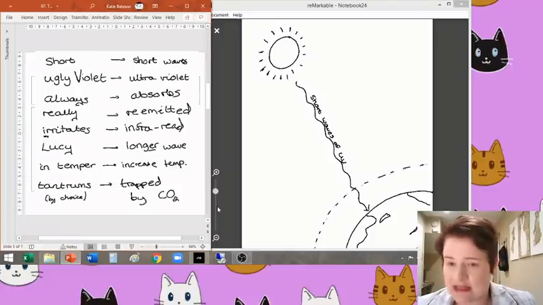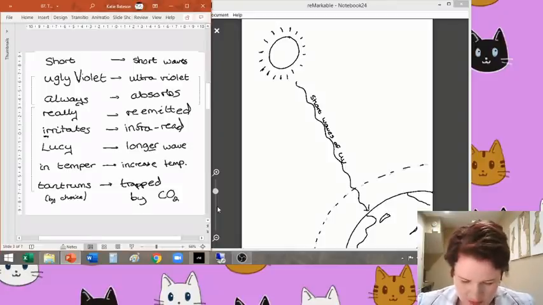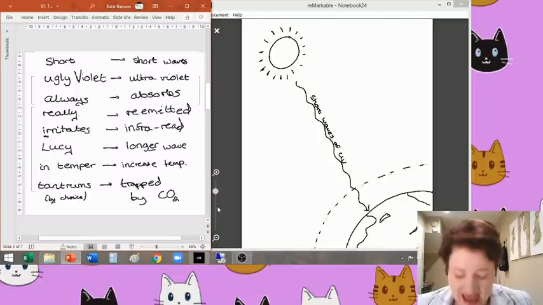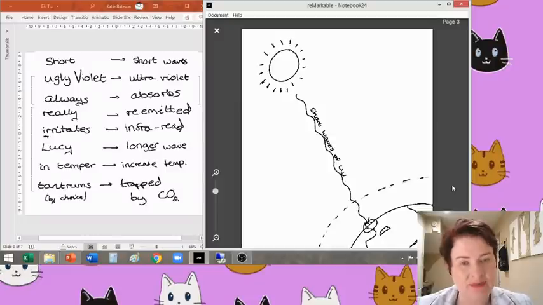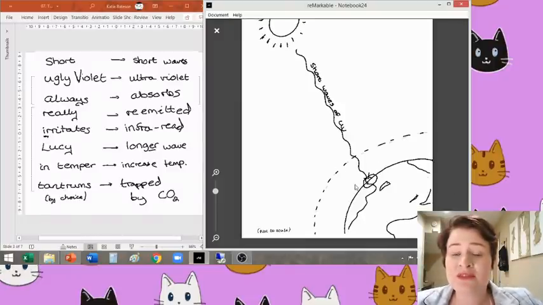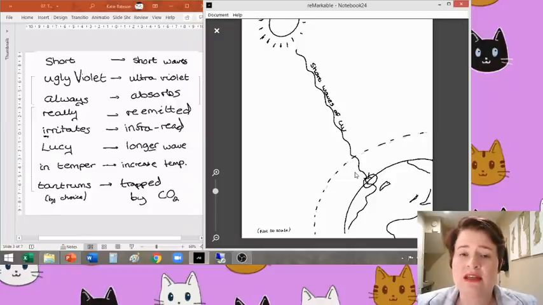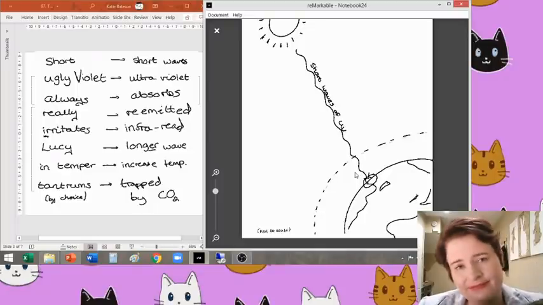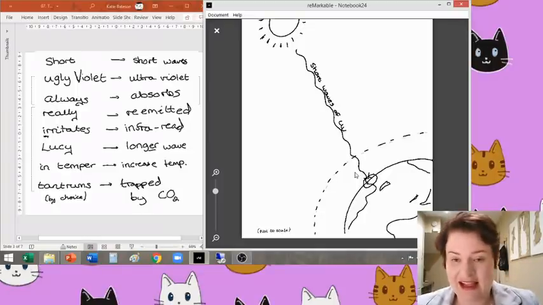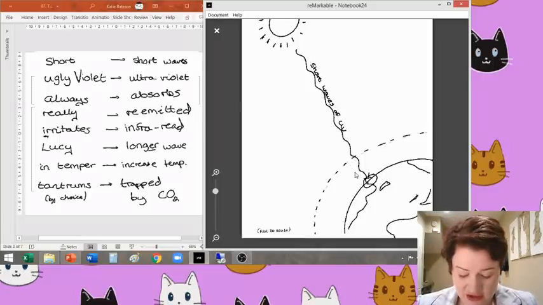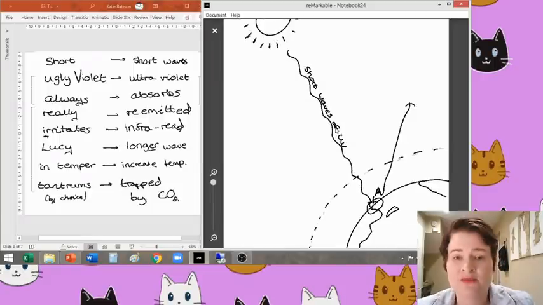Now that energy is partially absorbed, so you might want to put a little A on your diagram, or highlight it, to show that some of that energy is being absorbed. So around here-ish, the energy is absorbed. Now it does not stay absorbed, it is then re-emitted. So you'd need to draw an arrow going back out from the Earth. Actually, in some cases, some of the wavelengths still have enough energy. So that energy is re-emitted.